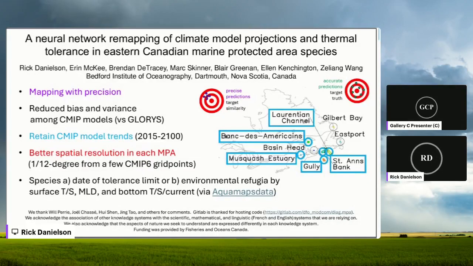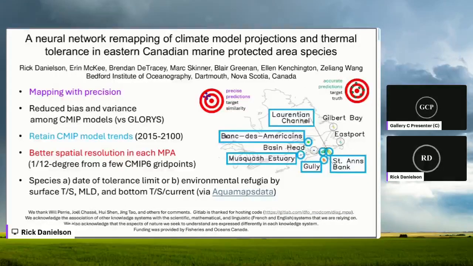So we're trying to map with precision. That's one of our goals, and that means we want to reduce bias and variance among CMIP variables, reducing it towards the reanalysis. We want to keep the CMIP model trends, and we want better resolution in space than the CMIP models are giving us at the moment. And I'll show you what I mean by that. If we can get that, we can look at some of the tolerance limits that Mike Casey was showing earlier projected into the future.